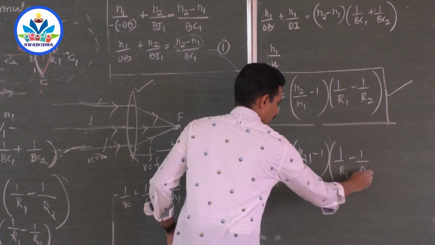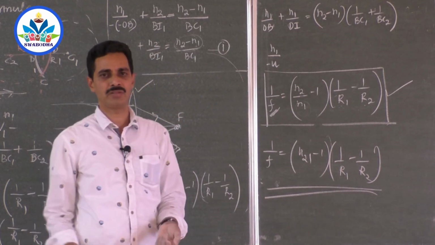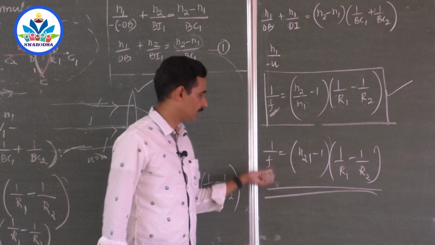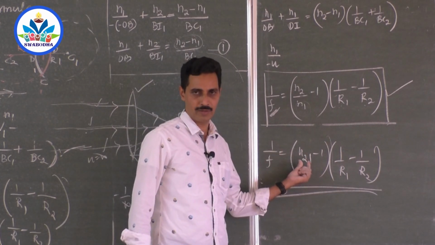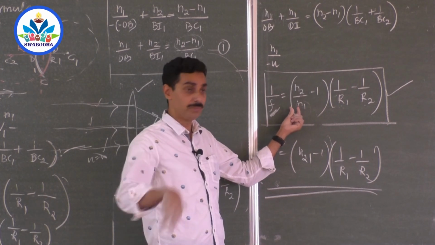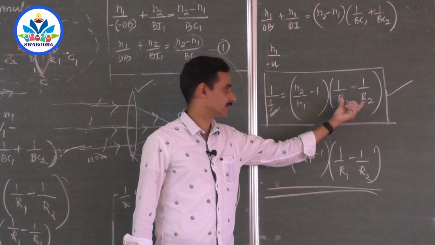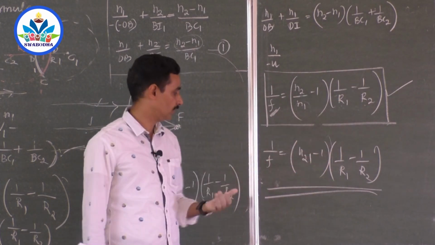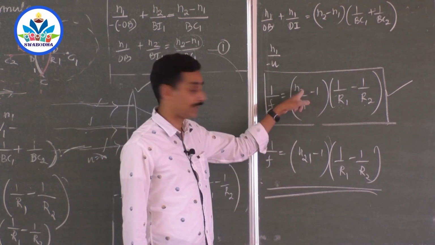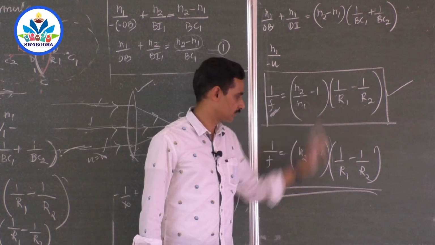That is also possible. Refractive index of the second medium with respect to first medium, into 1 by r1 minus 1 by r2. If you get a simple question for 2 marks, what are the factors on which focal length of a lens depends? Focal length of a lens depends on the material with which it is made up of, n2, the surrounding medium, and radii of curvature of the two surfaces of the lens. So these are the factors which will decide. So focal length of a lens depends on the refractive index of the medium of the lens, refractive index of the surrounding medium, and radii of curvature of the two surfaces.